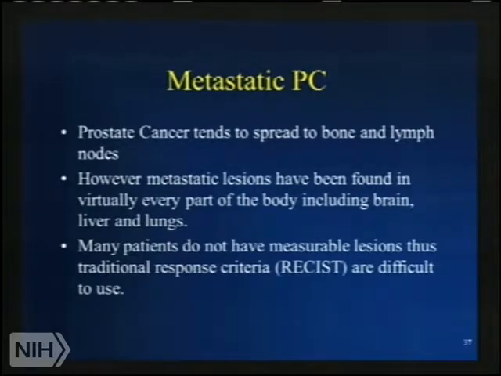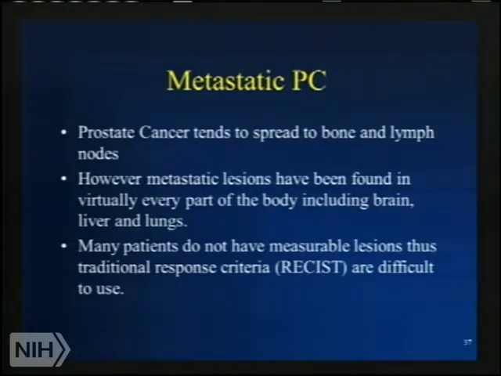So where does prostate cancer spread to? Well, it typically spreads to the bone and the lymph nodes. However, it can go anywhere. Many patients don't have measurable lesions. In fact, only 40% of patients with metastatic prostate cancer have soft tissue disease. The rest of them have bone-only disease, so that is disease that is just in their bones. And we can't really measure how big those lesions are based on the bone scan.